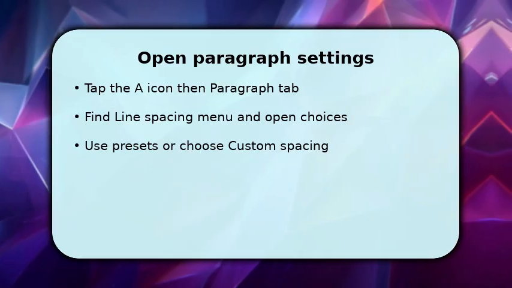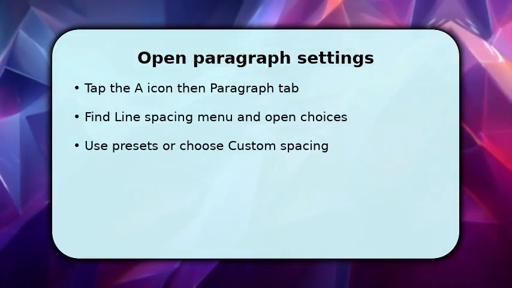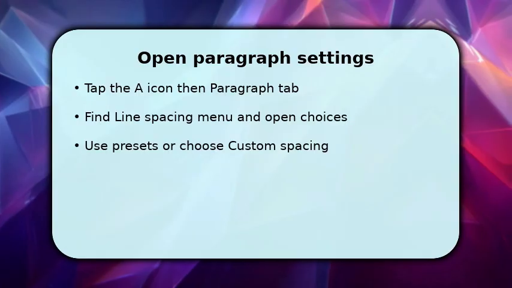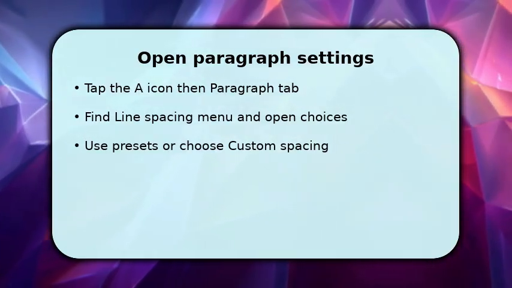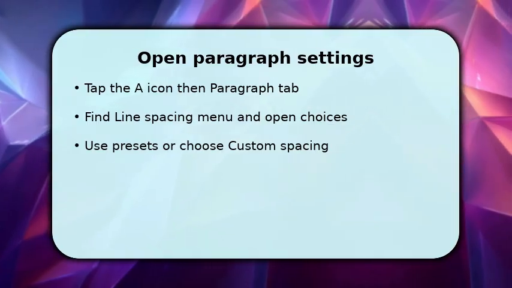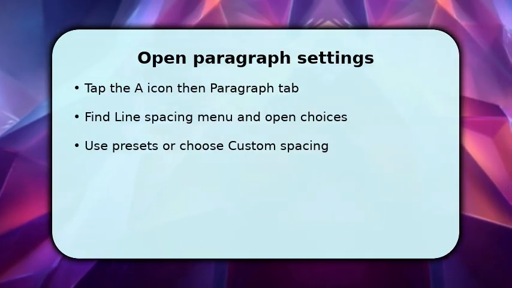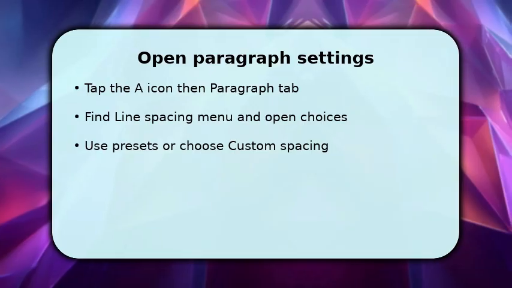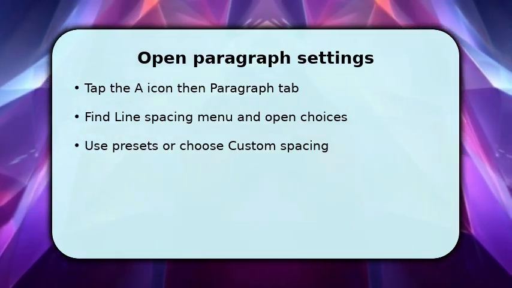Tap the Line Spacing menu to reveal presets like 1.0, 1.15, 1.5, and double, which are quick fixes for common layouts. If those presets don't match your needs, choose custom spacing to enter a numeric value for line height and paragraph spacing. This gives you precise control, so headings and body text maintain proportion and improve readability across the document.